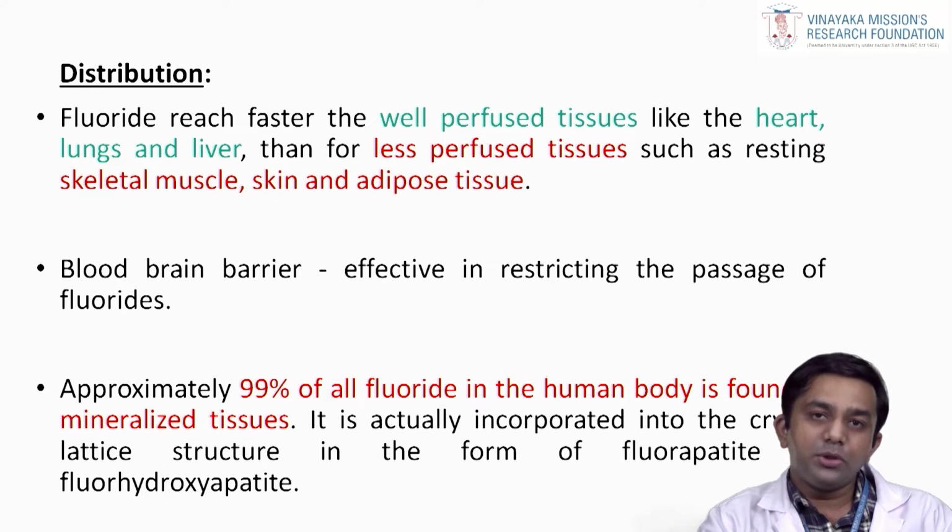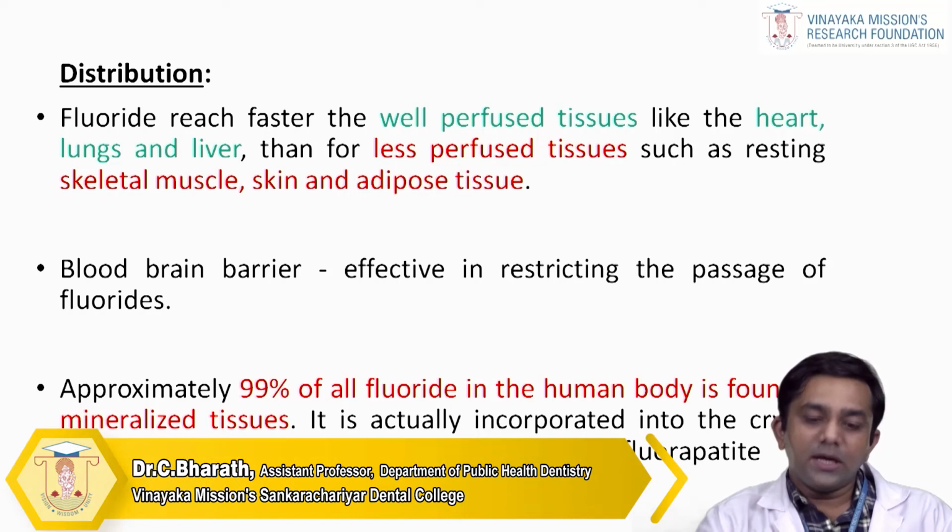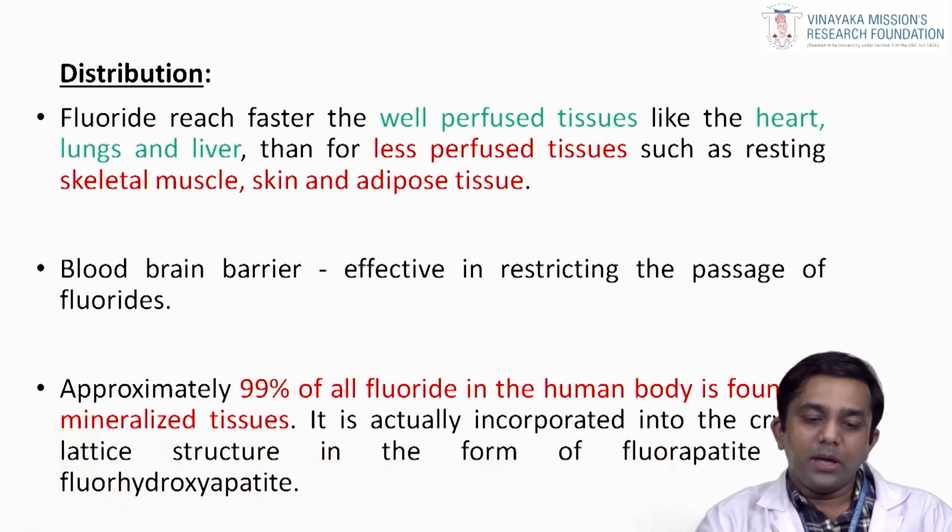Now, we will see the distribution of fluoride, how fluoride is distributed to various parts of the body and also to the different organs in the body. Fluoride reaches faster in the well perfused tissues, that is your heart, lungs and liver, whereas it is less perfused in the skeletal muscle, skin and the adipose tissue. The blood-brain barrier is effective in restricting the passage of fluoride, and approximately 99% of fluoride in the human body is found mainly in the mineralized tissues. That is why fluoride is a mineralized bone seeker, that is, mostly it gets deposited in the hard tissues of the body.